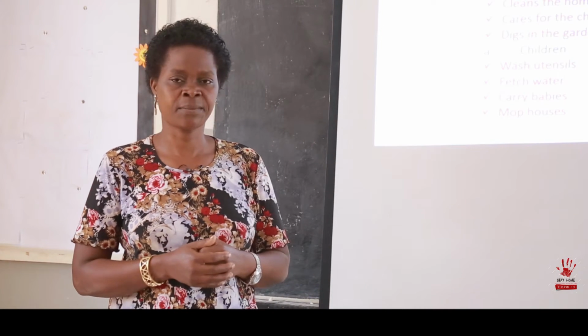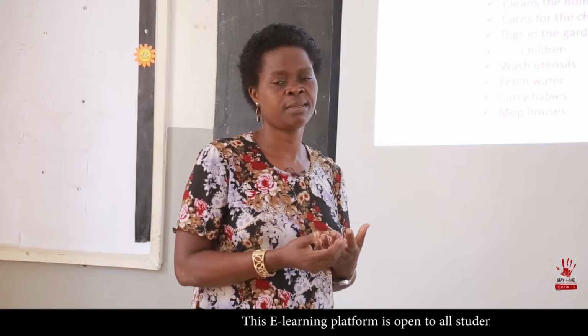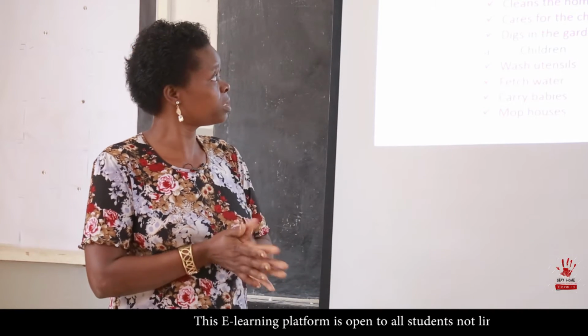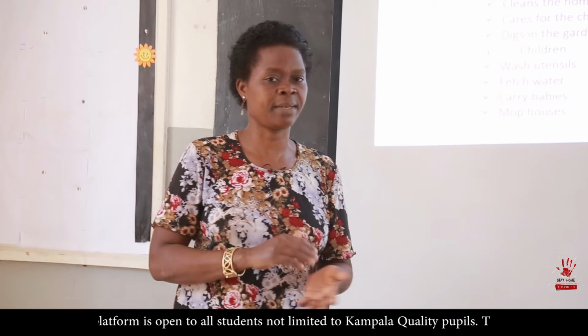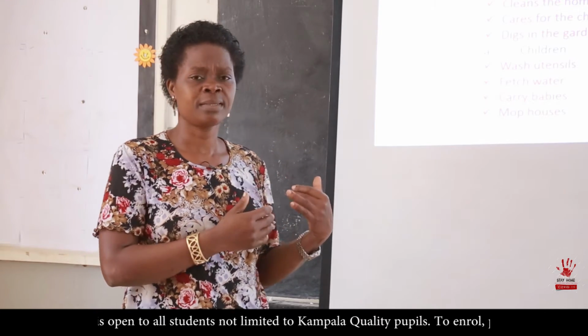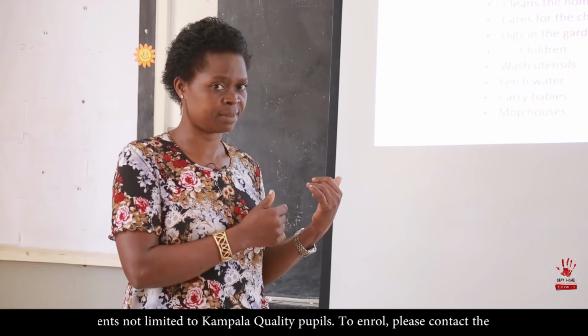So I left you with that activity. You can cross-check with my answers. I prepared my answers, but be faithful, be honest, and look at my answers, checking the answers you have. We are going to start with the duties of a father. Duties of a father are these: He heads our family, buys food, pays school fees, builds shelter. So you can cross-check with the answers you have in the book. In case these are not the answers, then you can make corrections later, because after this, we have another lesson.